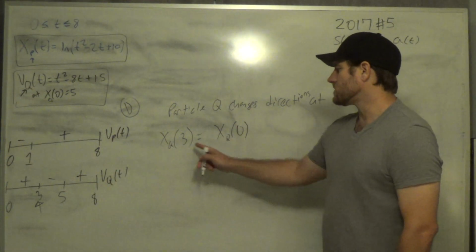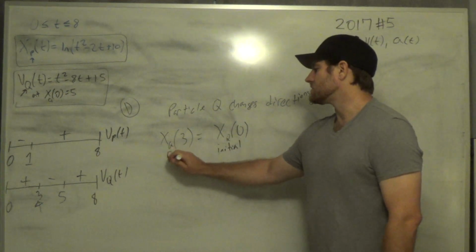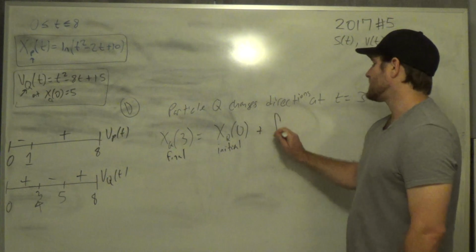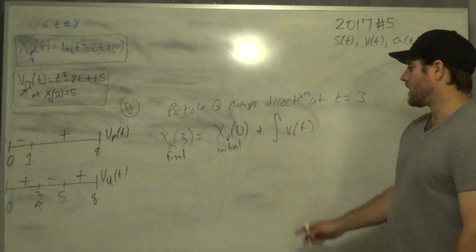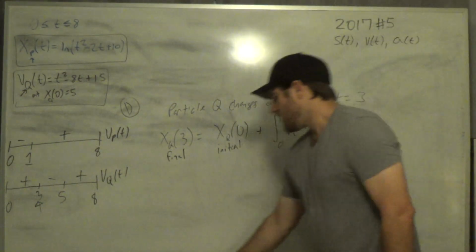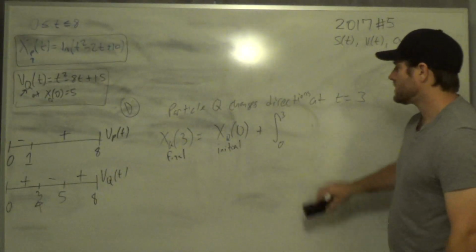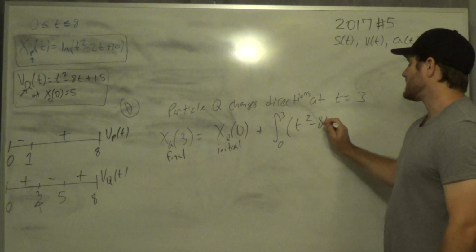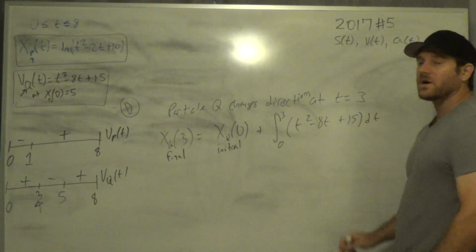If you compare 0 and 3, 0 comes first. So this is the initial, and this is the final. So it's initial position plus, and again, the area underneath velocity gives the net change in position. We want to know how much position changes from time 0 to 3. The only thing I need to do here is make sure I'm using the correct velocity equation. So my velocity here is t squared minus 8t plus 15. Question's not going to be that bad.